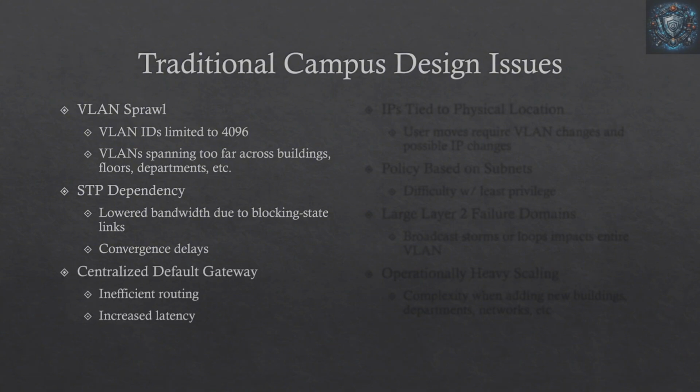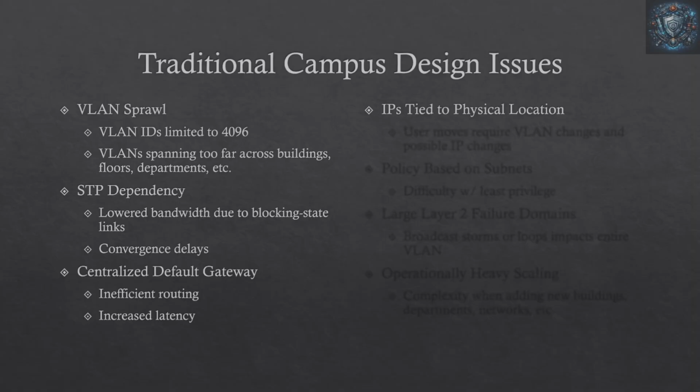Our centralized default gateways cause inefficient routing and increased latency. The reason this happens is because the traffic from two users who are on the same floor, same VLAN, same switch, has to go all the way up to that default gateway and then back down again. So we have some inefficiencies there with traffic management and routing. Even if those users are 20 feet apart, that traffic still has to route all the way up to wherever the default gateway location is and then all the way back down.